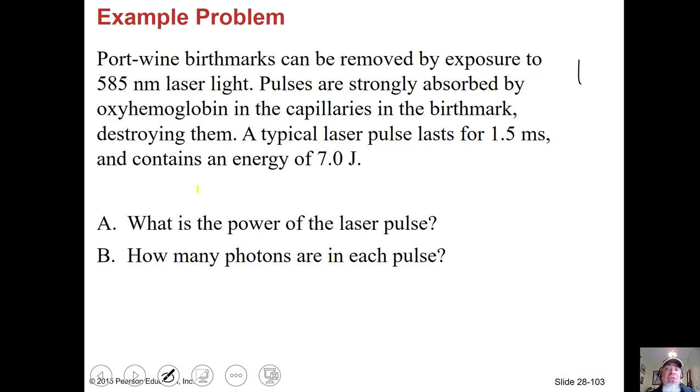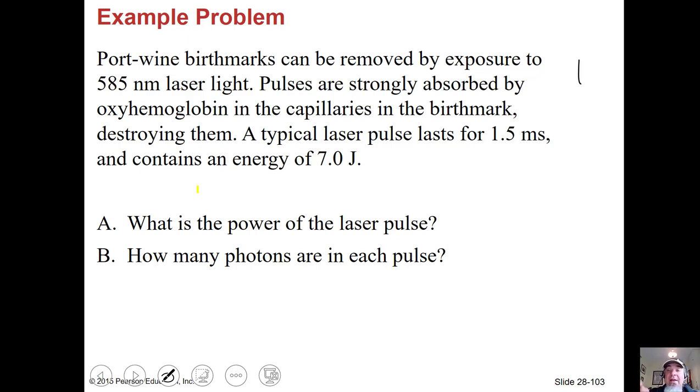I say easily because there's just a constant that relates the energy to the wavelength. So if you know the wavelength or the frequency, you can really quickly calculate the energy. Pulses are strongly absorbed by oxyhemoglobin in the capillaries in the birthmark, destroying them.